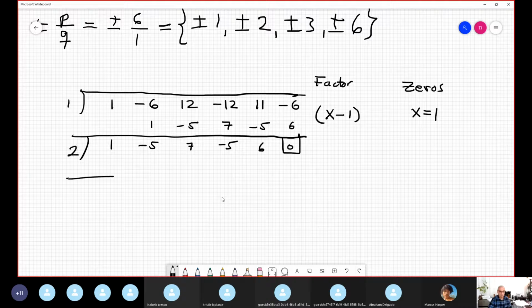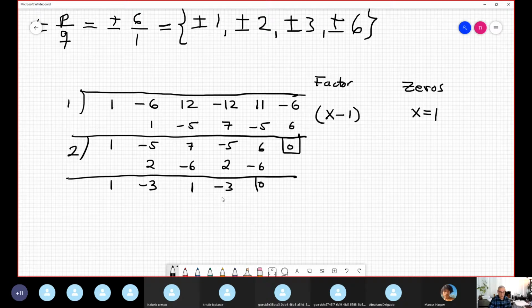Okay, 2 is positive. Remember we have no 0, no negative. The negative is no good. Bring down 1. Multiplication 2, is negative 3. Multiplication is negative 6. Subtraction is 1. 1 times 2 is 2. It's a negative 3. Multiplication is negative 6. Again, 0 remainder. Therefore, I discover that the factor x minus 2 belongs to the polynomial and the zero is 2.